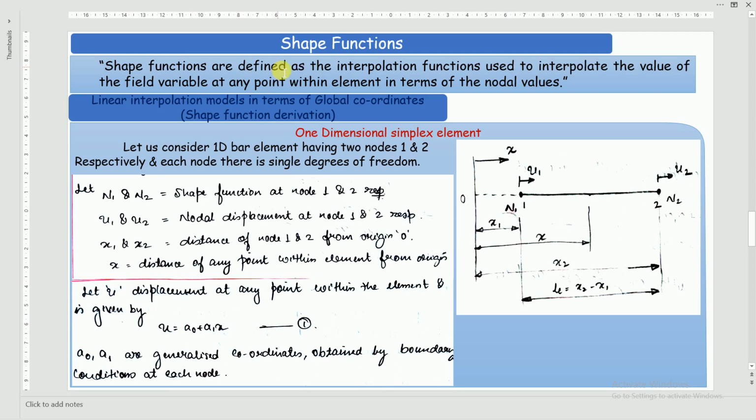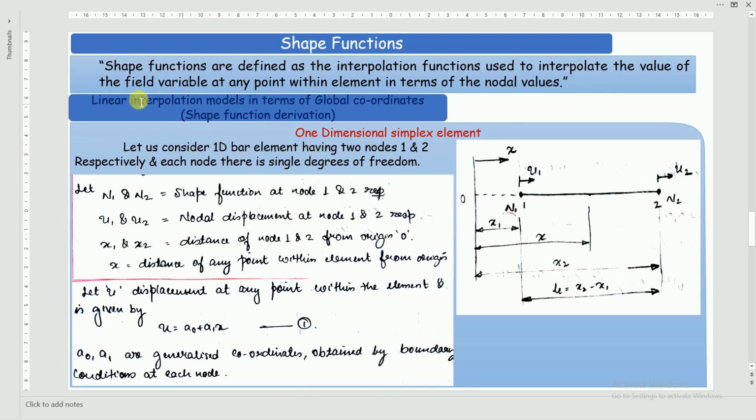So shape functions are defined as interpolation functions used to interpolate the value of the field variable at any point within the element in terms of nodal values. We'll derive the 1D simplex element shape function, then we'll solve a problem on that. One derivation and one problem on each. You can take down the definition.